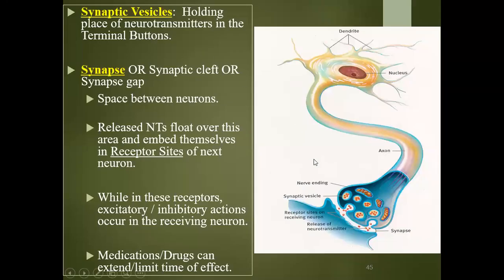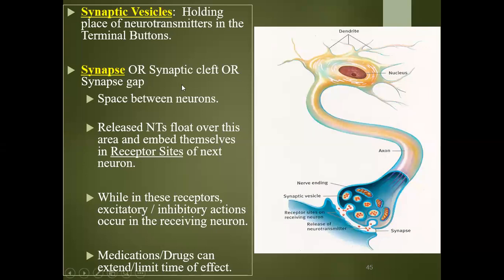Okay, the synaptic vesicles, really not much to that. These are just the holding places for the neurotransmitters, and they're found in the terminal button. Ta-da! That's sort of it. That's sort of anticlimactic, but there it is.